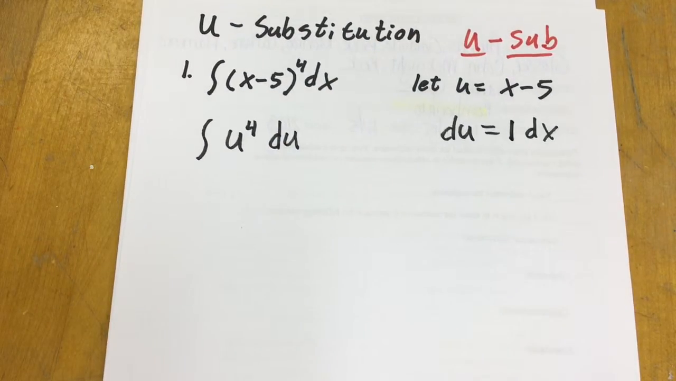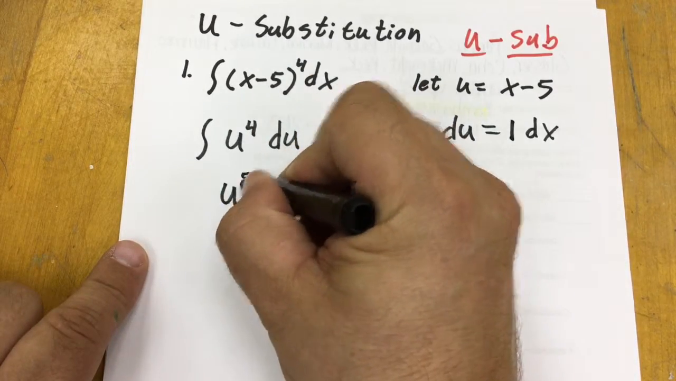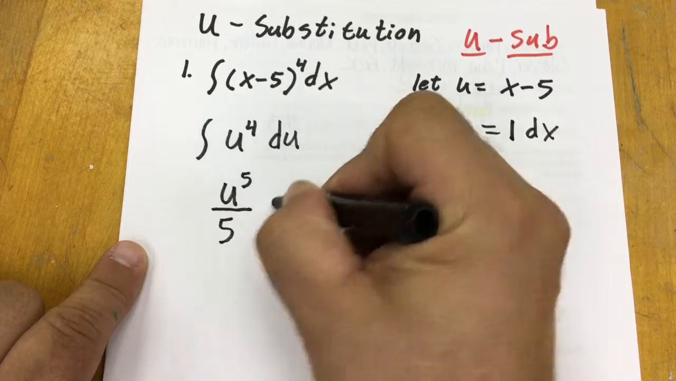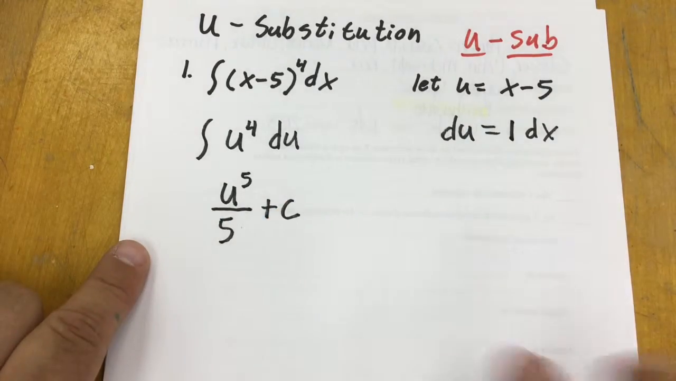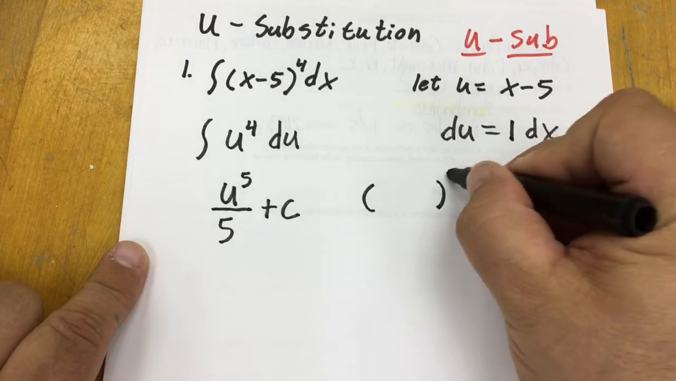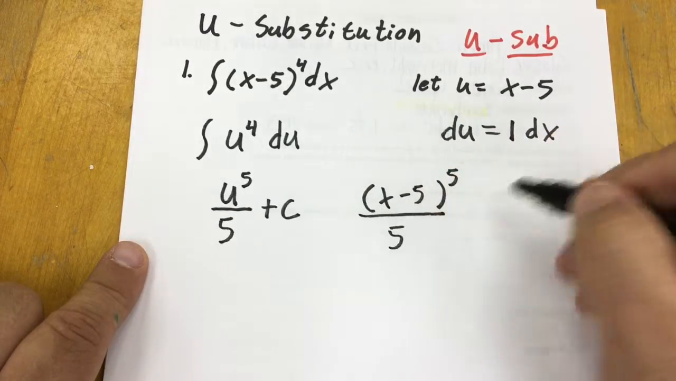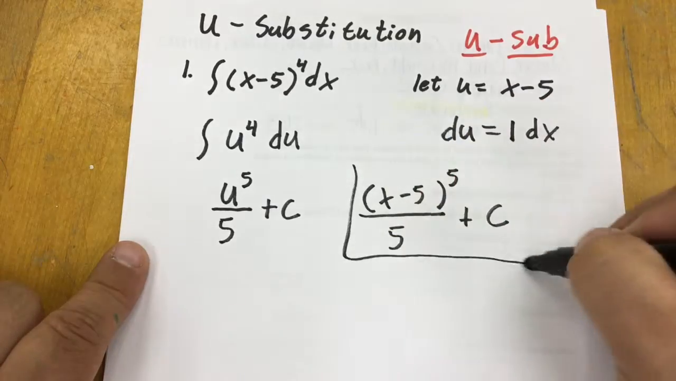Now, I'm just going to find the antiderivative of u to the fourth, and that's going to give me u to the fifth divided by 5 plus c. But what does u equal? We noticed that u equals x minus 5. So I substitute that back in to give me (x minus 5) to the fifth over 5 plus c. And there's my first u-sub.